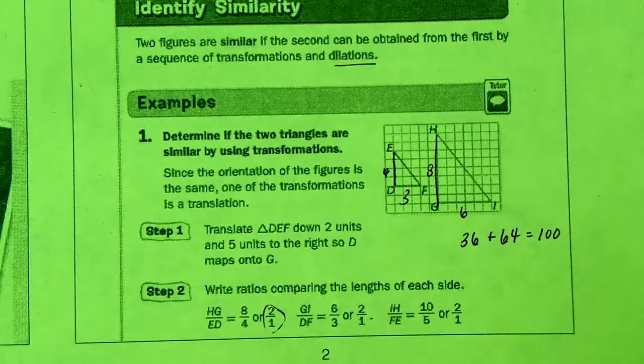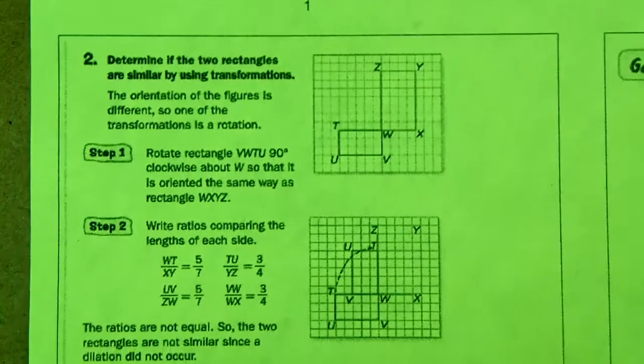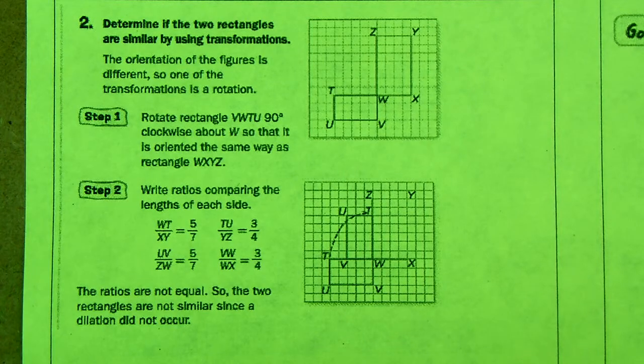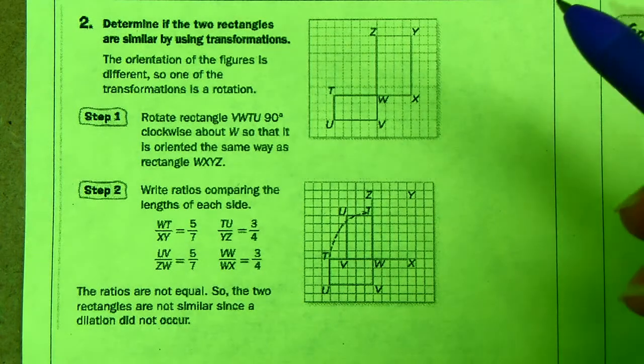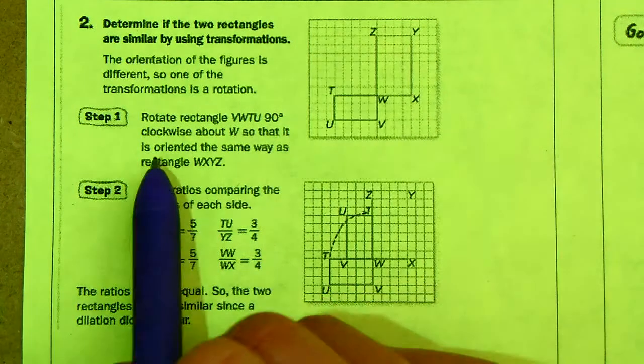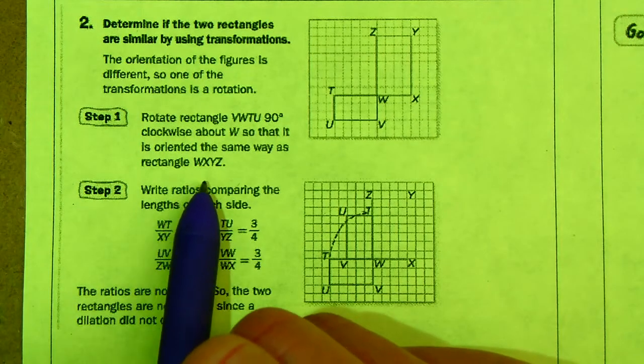We see 2 rectangles. They're asking you to determine if they are similar using transformations. There's a good chance they use rotation here. So that's what they're saying, 90 degrees clockwise, so that W is around W, so that it's oriented the same way. So that would have put it as rectangle WXYZ. So 90 degrees clockwise, that puts it right here.